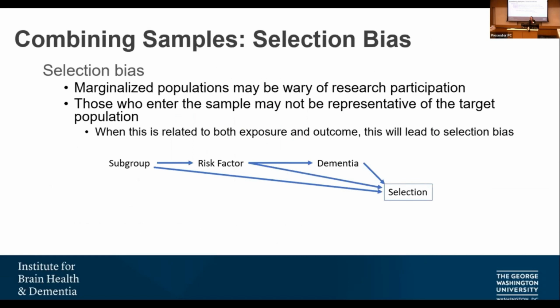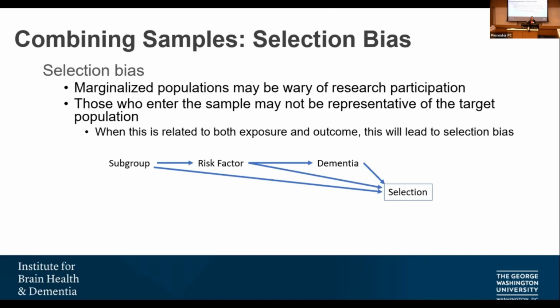And then we've had a couple of people talk about selection bias, right? Marginalized populations are often wary of research participation for good reason. And those who enter the sample may not be representative of the target population. Now, I'm going to ignore all of the primary data collection efforts that people are doing because there are people who have thought about this deeply. How do you overcome this in terms of primary data collection? But when you're dealing with secondary data, you're kind of stuck with the people you have.